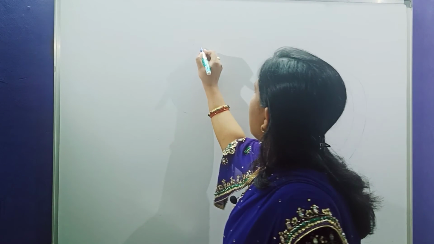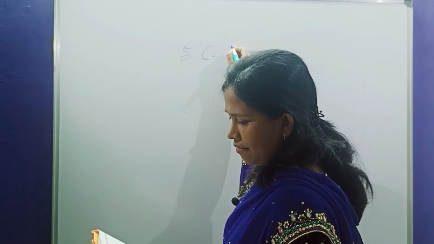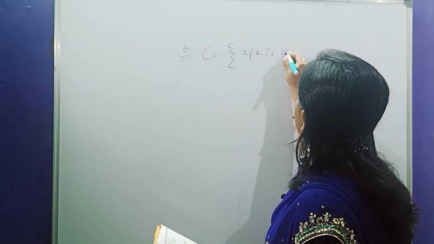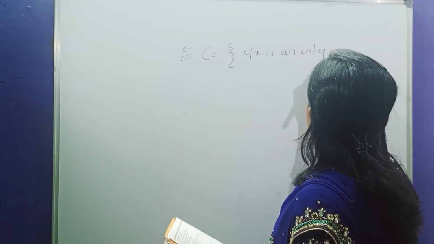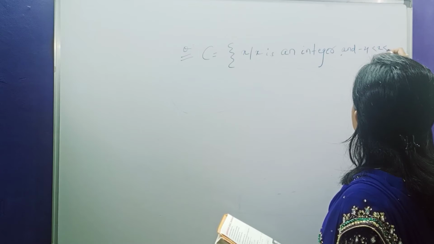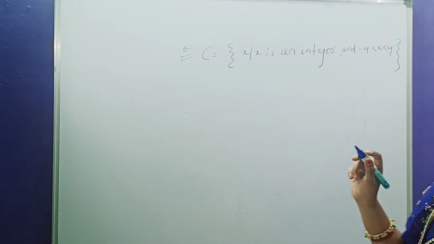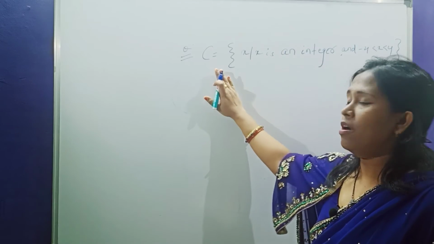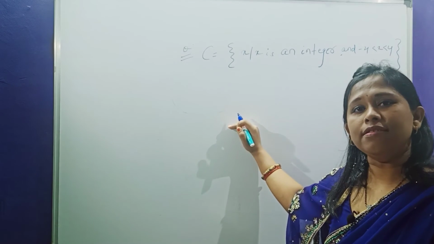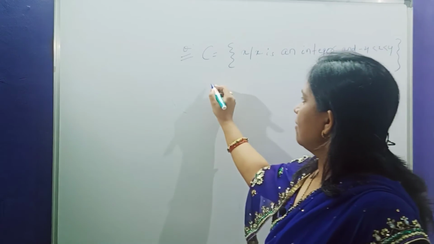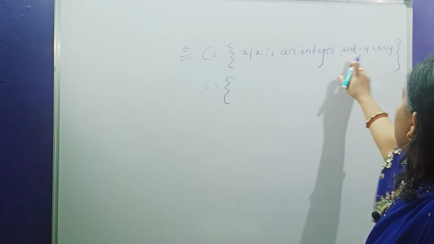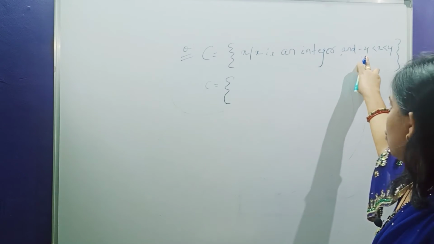Suppose I am writing one set C that is given in this question: x such that x is an integer and -4 less than x less than 4. So you have to convert this, which is in set builder form. We have to convert this set to listing method. Okay, let's convert. So x is an integer and x lies between -4 and +4.